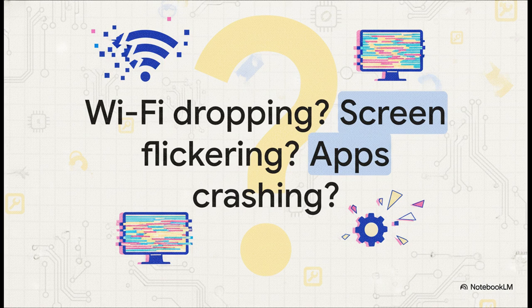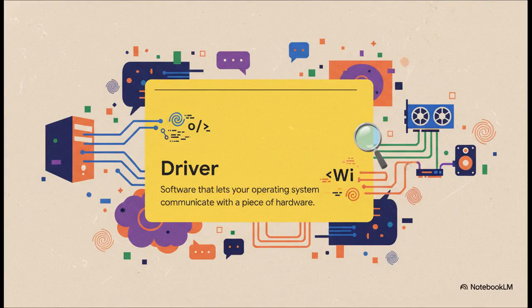So, are you in the middle of a big project and poof, your Wi-Fi just vanishes? Or maybe your screen is doing that weird, flashy, flickering thing? Believe me, these aren't just random annoyances. They're all symptoms of one single hidden problem that's actually surprisingly easy to solve. So, what is this secret villain? It's a little piece of software called a driver.